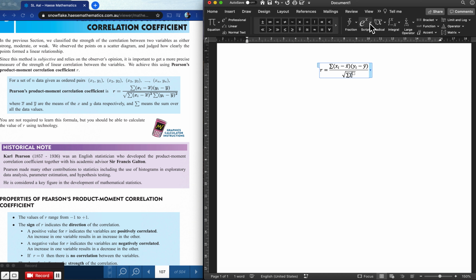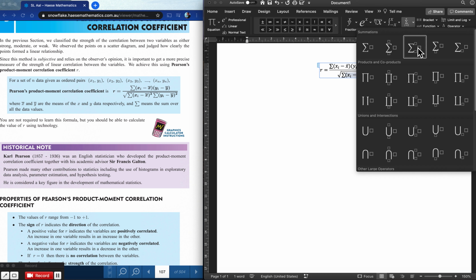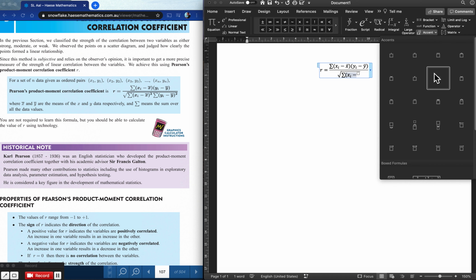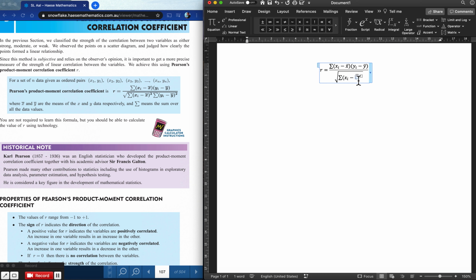So x i, so x i minus x bar again. You could have copied and pasted from above. Probably that would have been the smartest thing to do. x bar, close the parenthesis, and you have the square root. I continue summation.